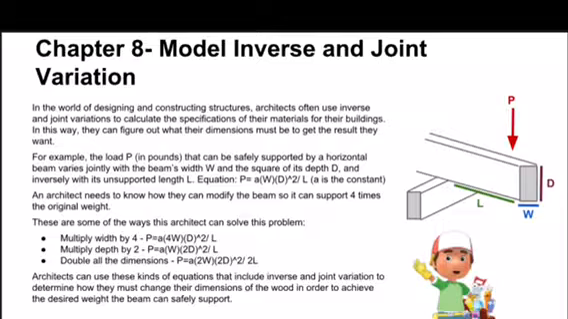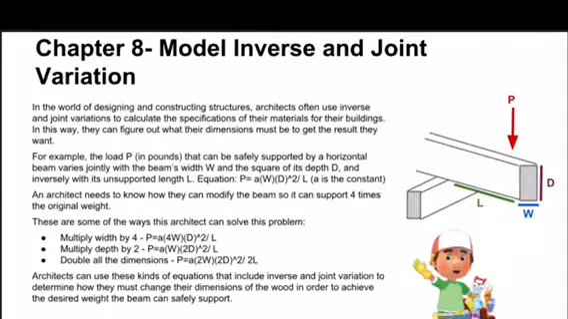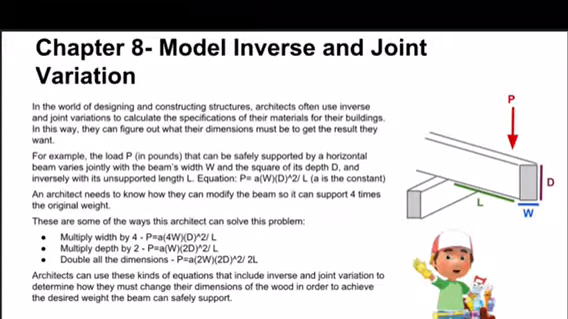Chapter 8, Model, Inverse, and Joint Variation. In the world of designing and constructing structures, architects often use inverse and joint variations to calculate the specifications of their materials for their buildings. In this way, they can figure out what their dimensions must be to get the result they want.